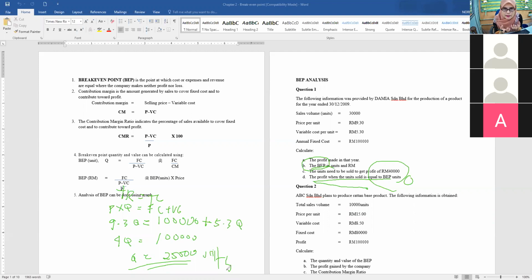Awak faham tak soalan? Tak dapat, sebab saya kata the answer is 0. Tak payah buat. Faham tak? Faham. Okay.